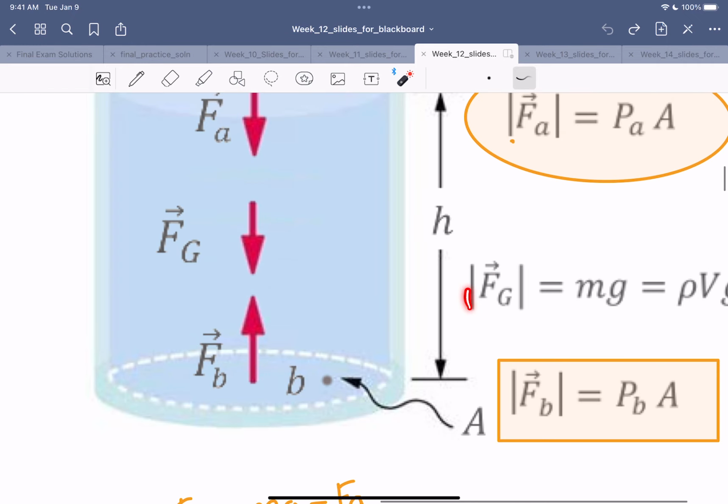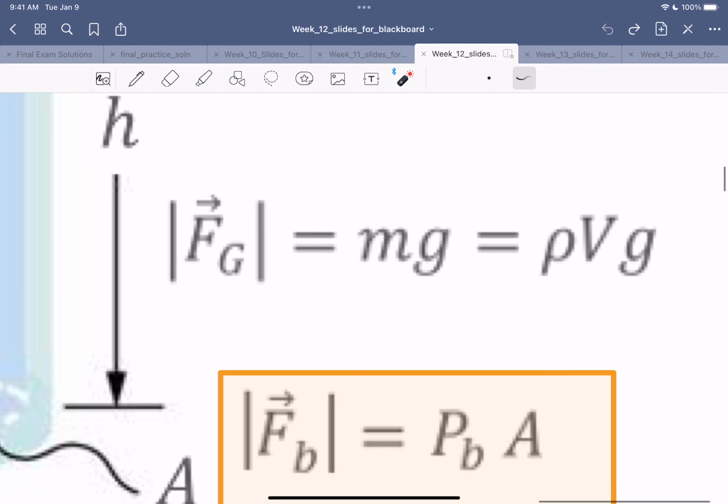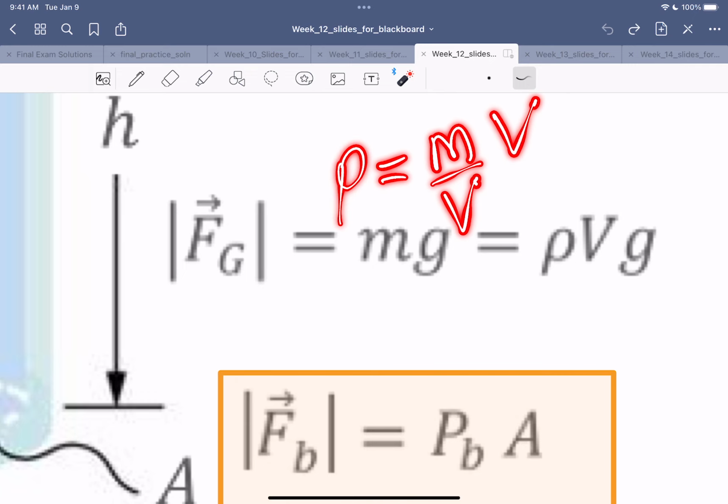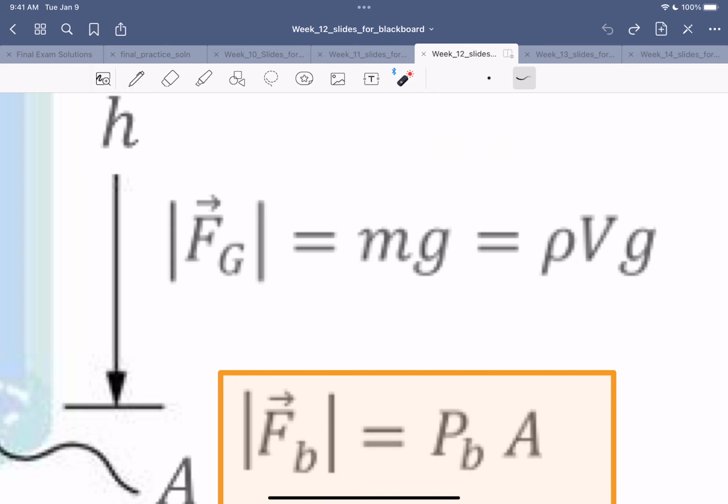And then finally, you have your gravity. Gravity we know is mg, right? If you remember from the buoyancy chapter, which I know we probably all hate, I hate it myself, this mass can be rewritten as density times volume, because density is equal to mass divided by volume. If you multiply by volume, the volumes cancel out and you're left with mass. So another way of writing mg for the force of gravity is density times volume times gravity, right?